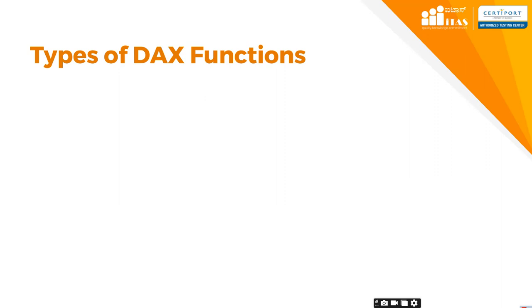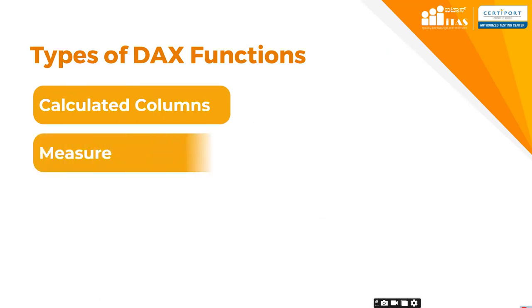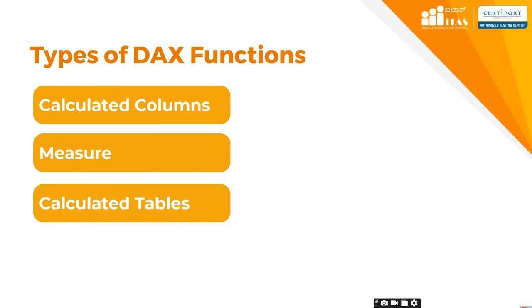We have three different types of DAX functions. They're categorized into three different types. What are they? Let me tell you one by one. Calculated columns, first thing. Measure, second thing. Third one is calculated table. So these are the three different types of functions we have. If you want, make a note of it: calculated columns, measures, and then calculated tables.